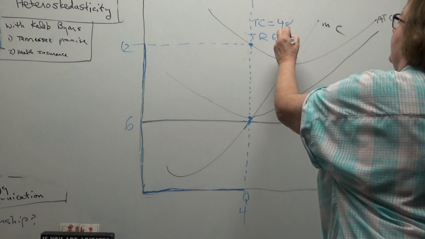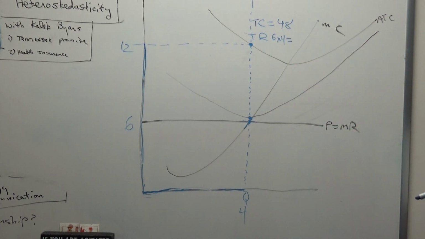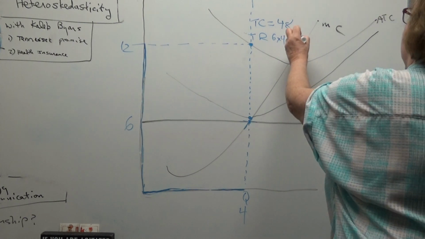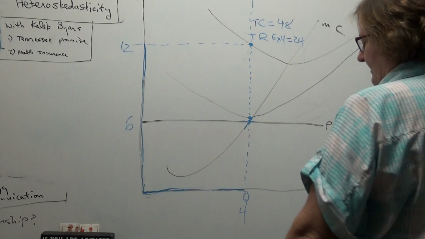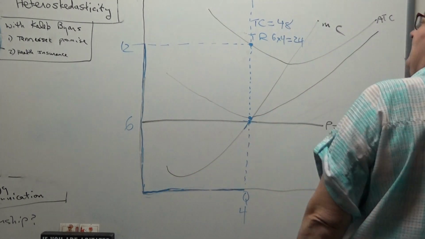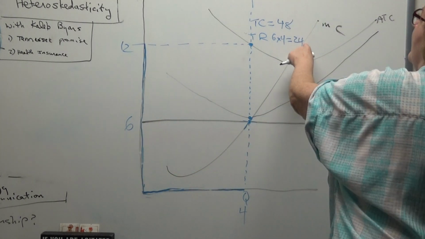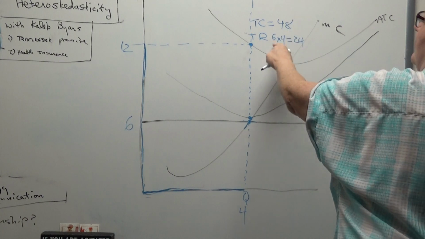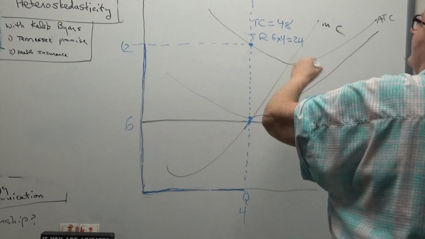Revenue was 6 times 4, right? Which is what? 24, right? 6 times 4, 24. Total cost is 48, so total revenue is less than total cost.